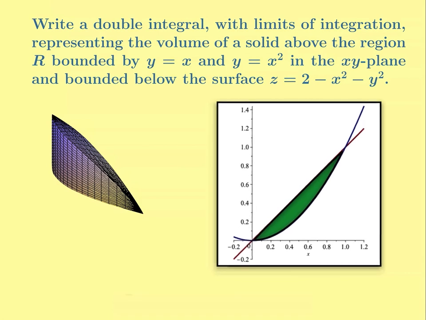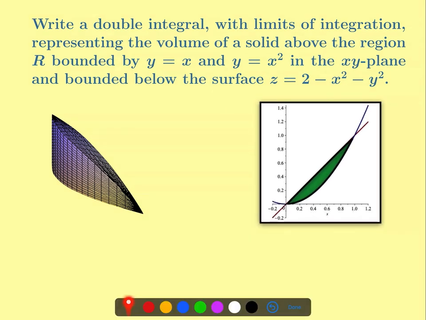So this is the region we're talking about. And we set up this double integral again with x going between 0 and 1. For each fixed x, we imagine drawing a vertical line, and y is going to go from the bottom curve, y equals x squared, to the top curve, y equals x. This is the top of the solid, so this is just the base.